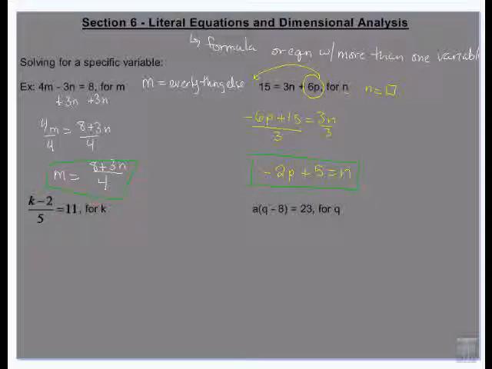So if we come back, this one's a little different. I have k minus 2 divided by 5 equals 11. So to get this k by itself, I first have to get rid of the divided by 5. So I'm going to multiply both sides by 5 to cancel those out. So I get k minus 2 equals 55. Then I can add 2 to both sides.